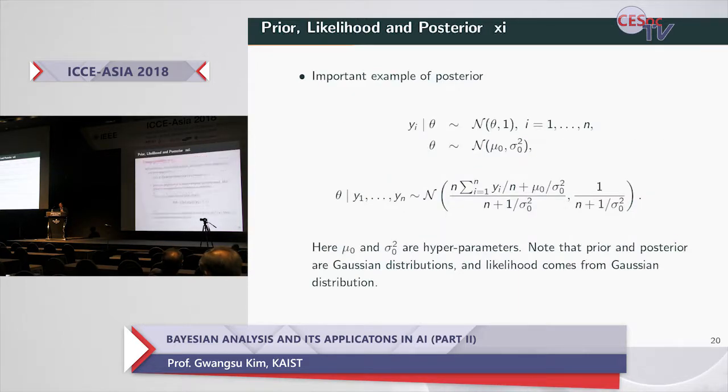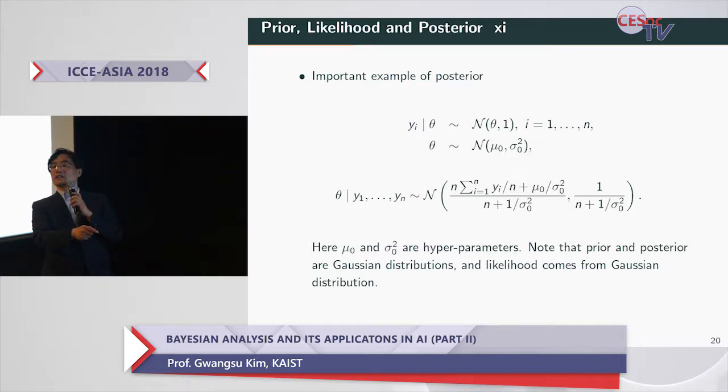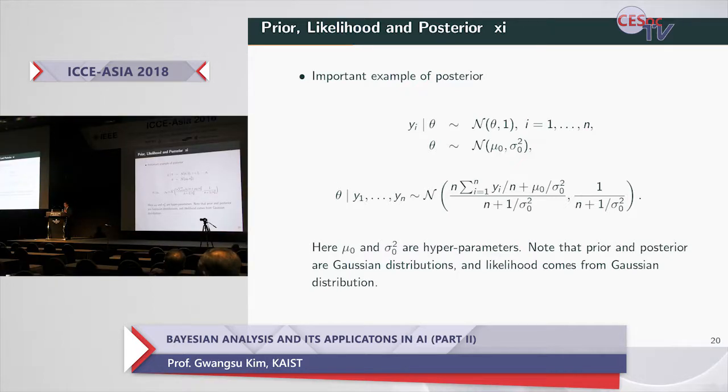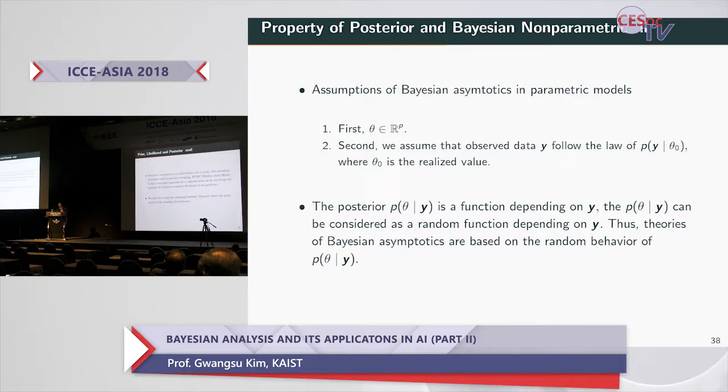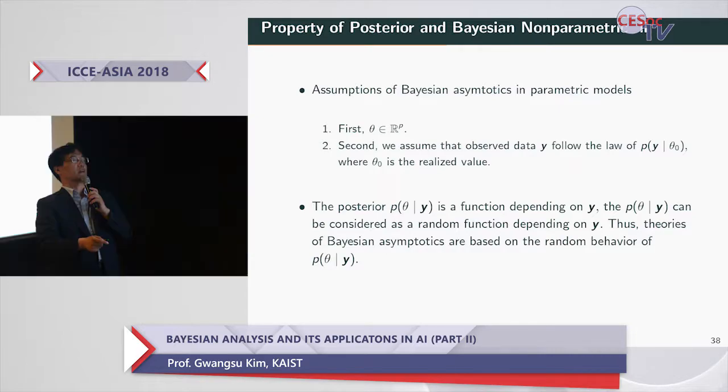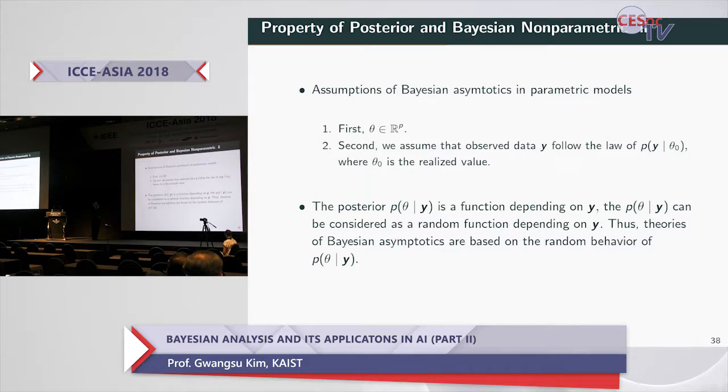In the previous slide, the posterior mean was like this, and it depends on the data Y. So the posterior P(theta | Y) can be considered as a random function depending on Y. It has a functional form with respect to theta, and it depends on Y. If we consider Y as random, then this posterior is a random probability density function. So all the theoretical argument starts from this randomness.